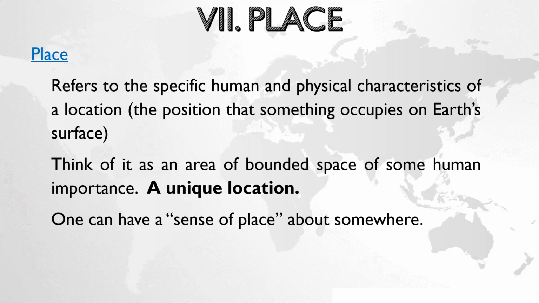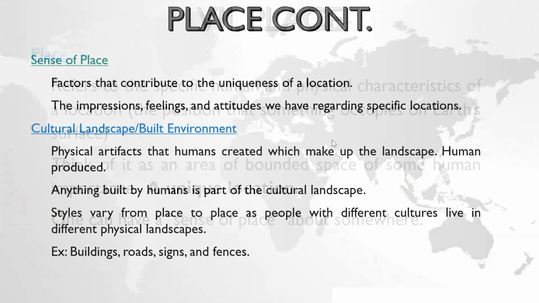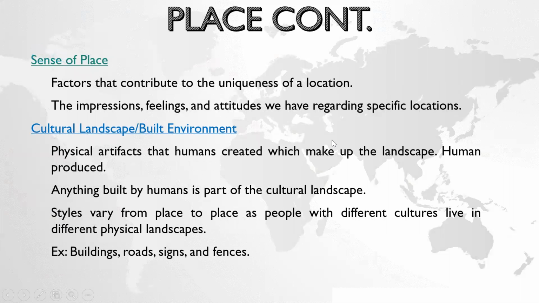All right, so place has human and physical characteristics, all right, but we could also think of place in terms of emotion, right? One can have a sense of place about somewhere, right? Like the Moda Center, what comes to mind when you think of the Moda Center, right? For me, I think of wrestling events, right? Because when wrestling comes to town, right, I go to the Moda Center, right? Sense of place, the exact definition here, factors that contribute to the uniqueness of a location, right? The impressions, feelings, and attitudes we have regarding specific locations.